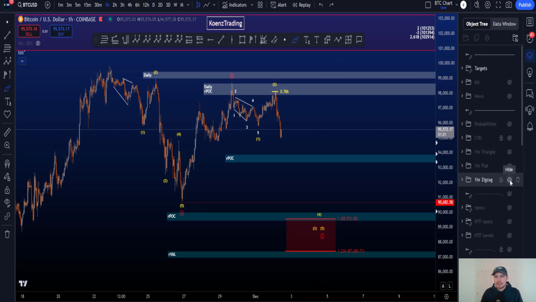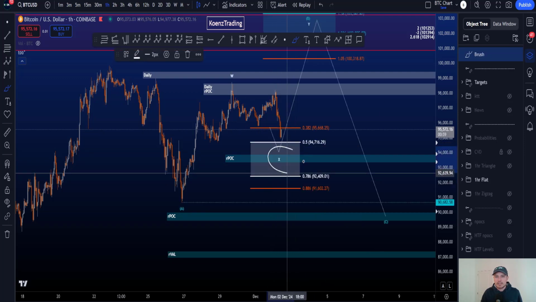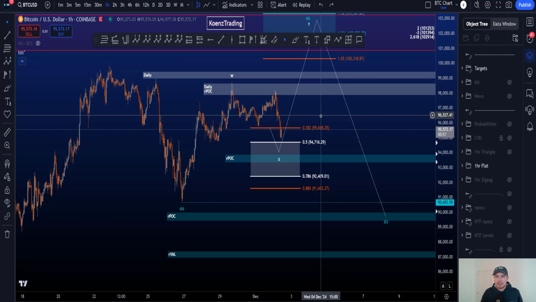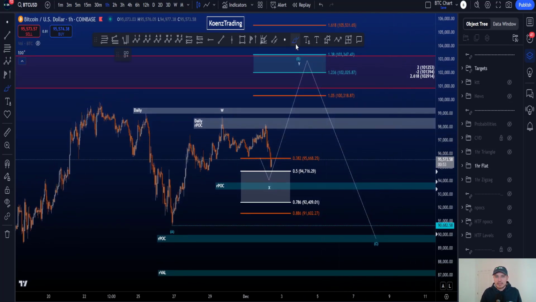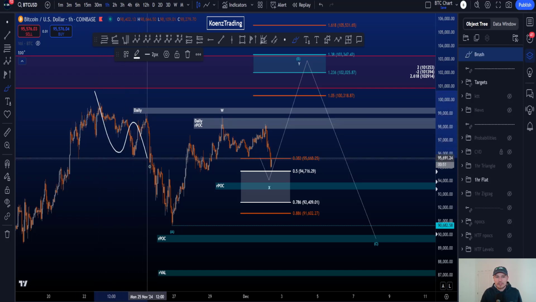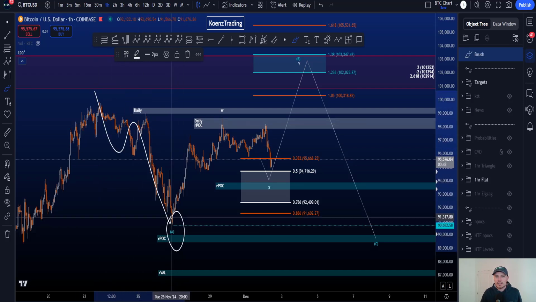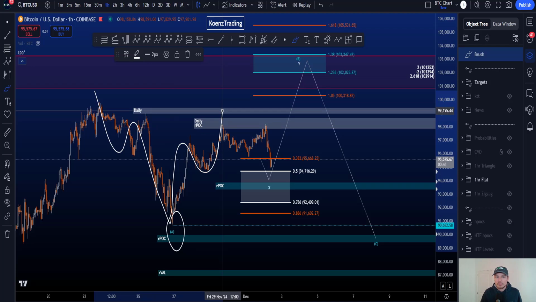Now, the reason that that blue box is so interesting, this one over here, is because of the 2 other scenarios. And the first one here is a flat. So in this scenario, we then have a 3-wave structure to the downside in a wave A. And then we have a double zigzag. W is finished, looking for X.